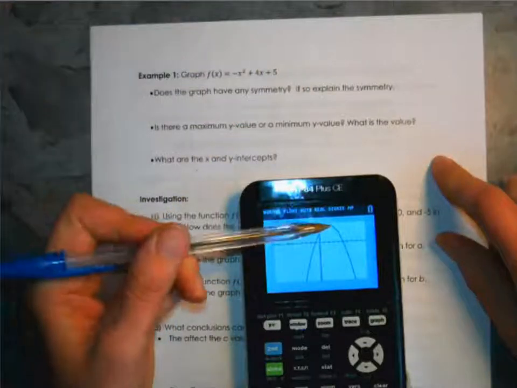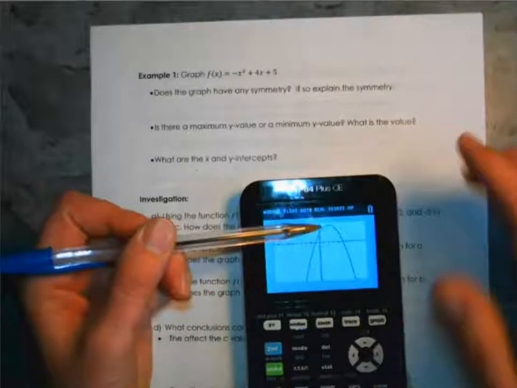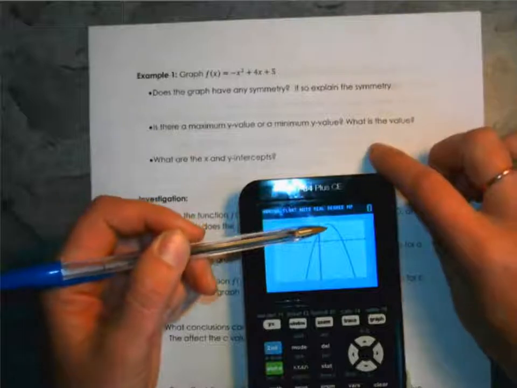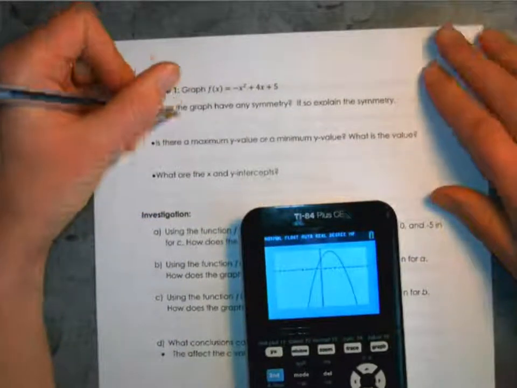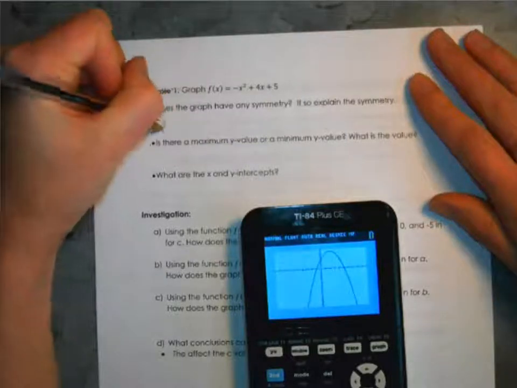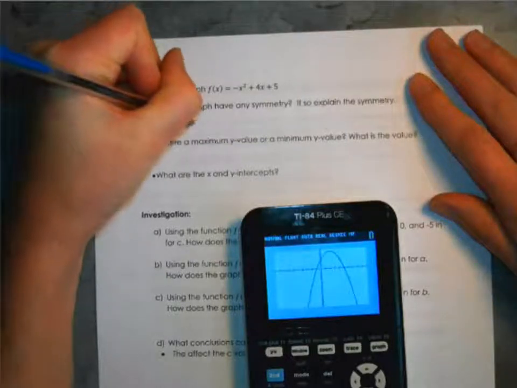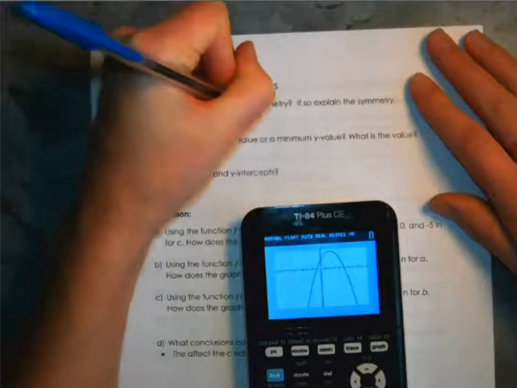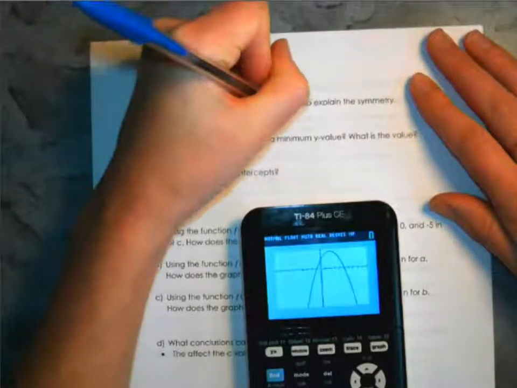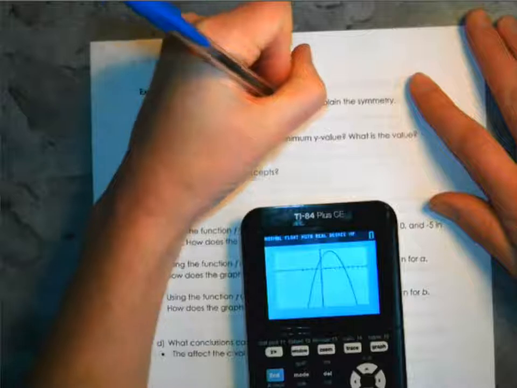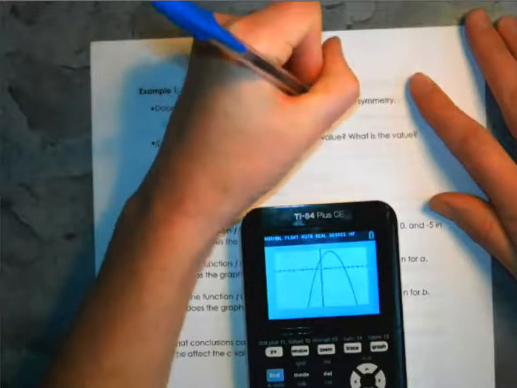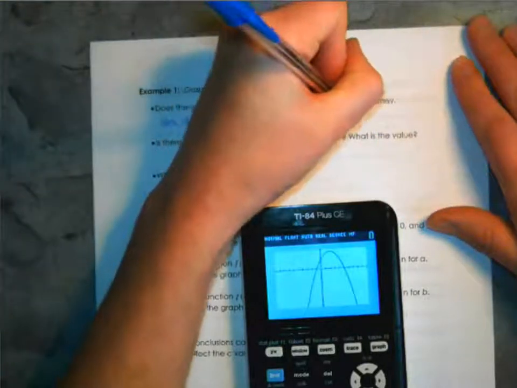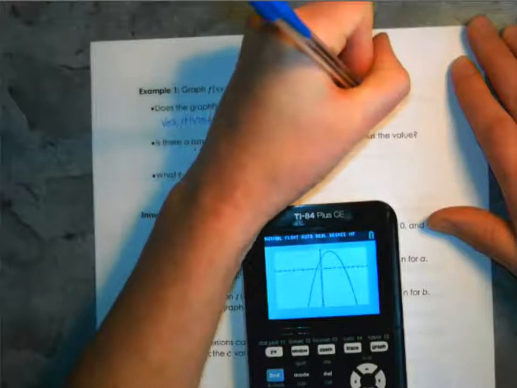So if you remember last time, we actually kind of talked about this, how the graph is a mirror image of itself on either side of a vertical line. And so keep in mind that means that we have a vertical line of symmetry. So does the graph have symmetry? Yes. It has a vertical line of symmetry. And that line is the one that goes through the vertex. So a vertical line of symmetry through the vertex.